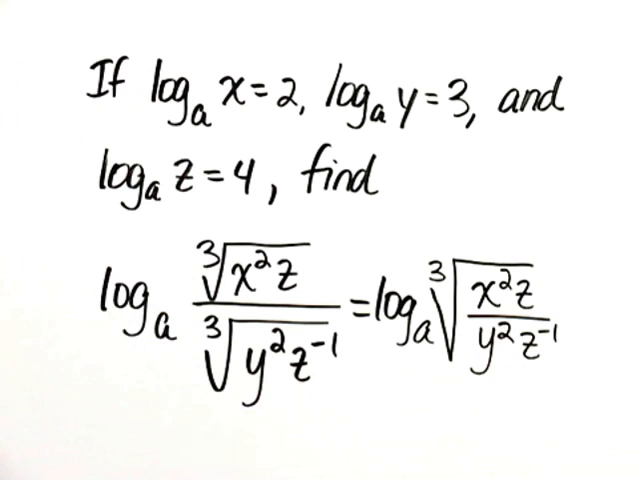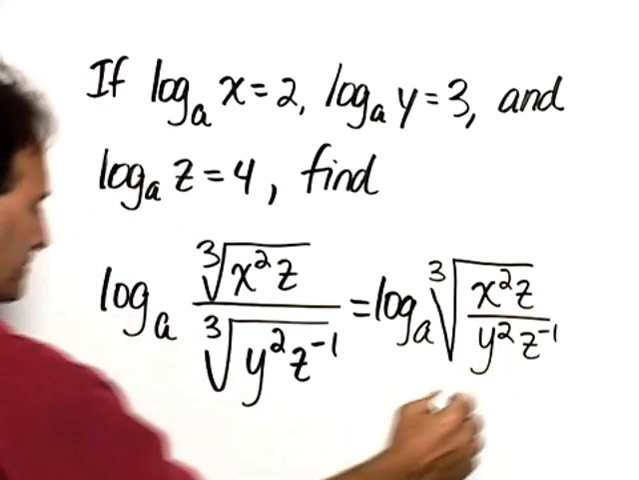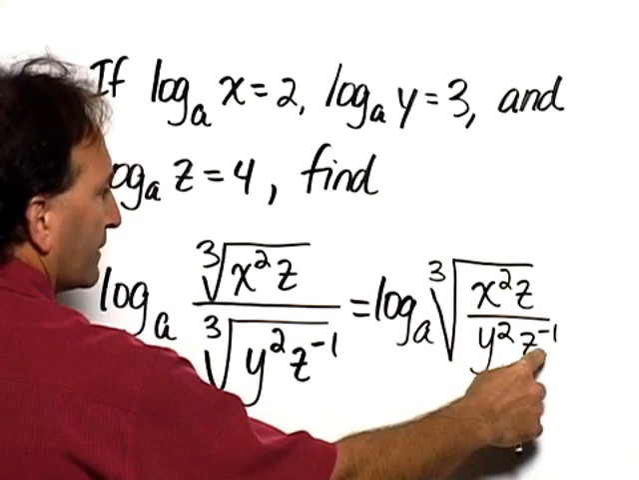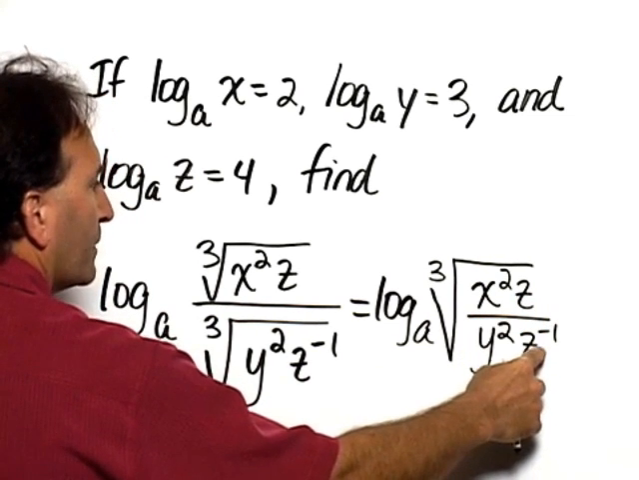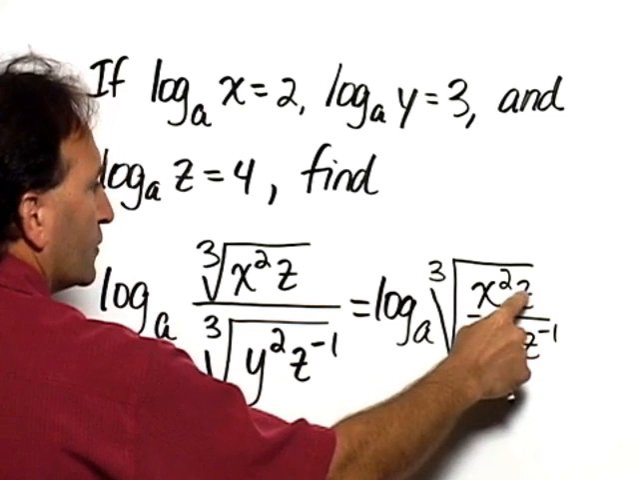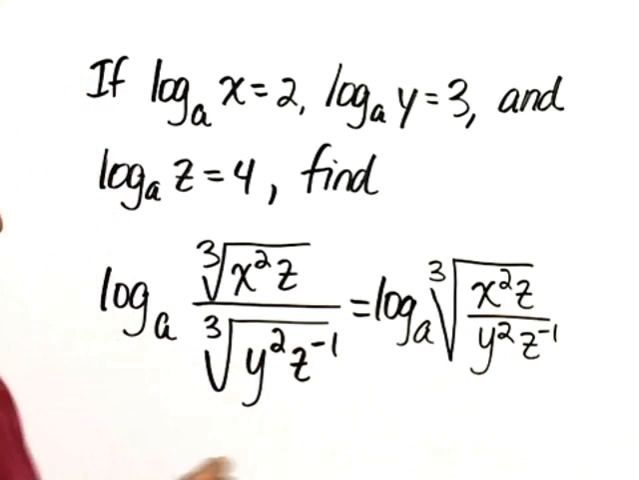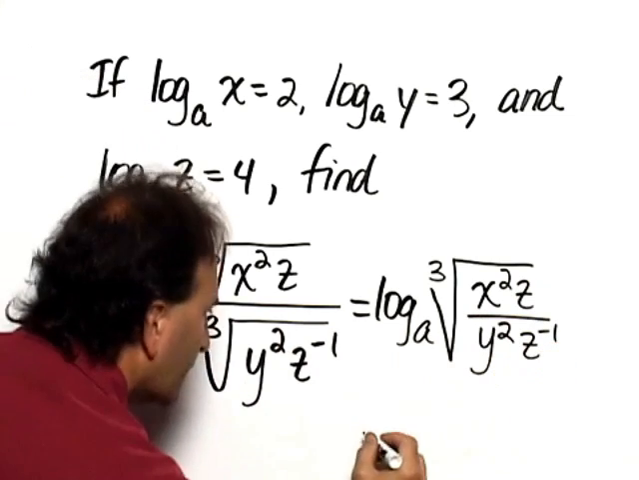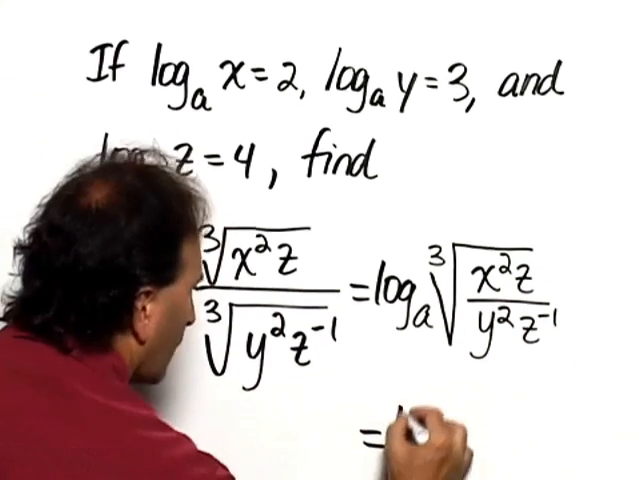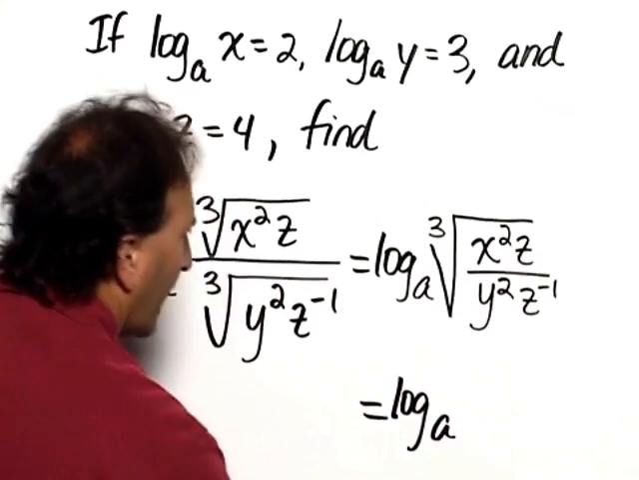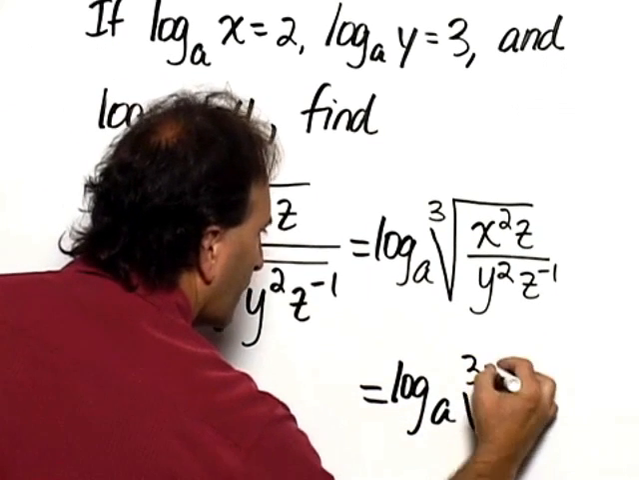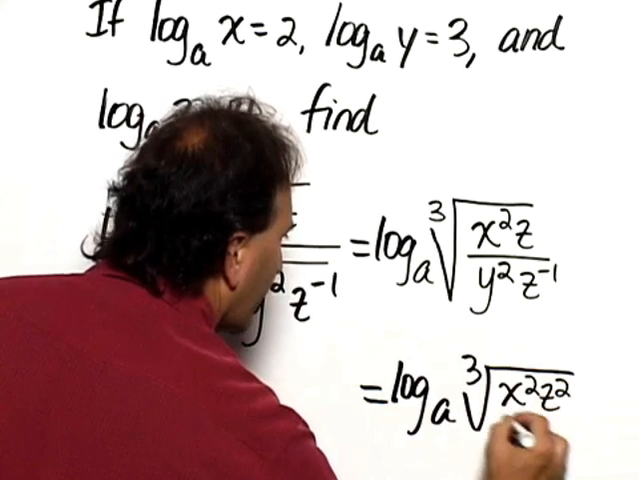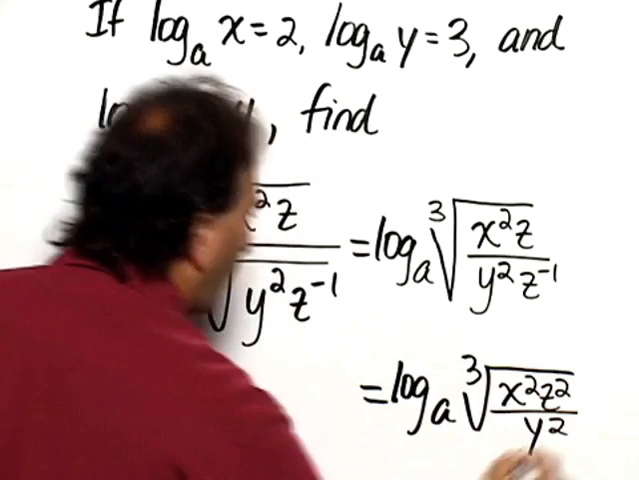Let's simplify this quotient. Since we have z divided by z to the negative 1, this would become z to the power of 2 because it would be 1 minus the negative 1. So this is equal to log base a of the cube root of x squared z squared divided by y squared.